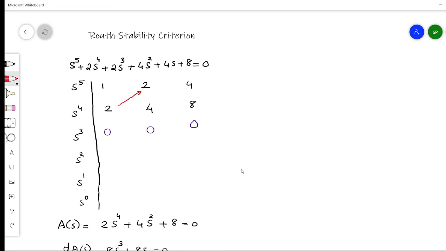So let us consider a characteristic equation given here, that is s raised to 5 plus 2 s raised to 4 plus 2 s cube plus 4 s square plus 4 s plus 8 is equal to 0. This is the given characteristic equation.